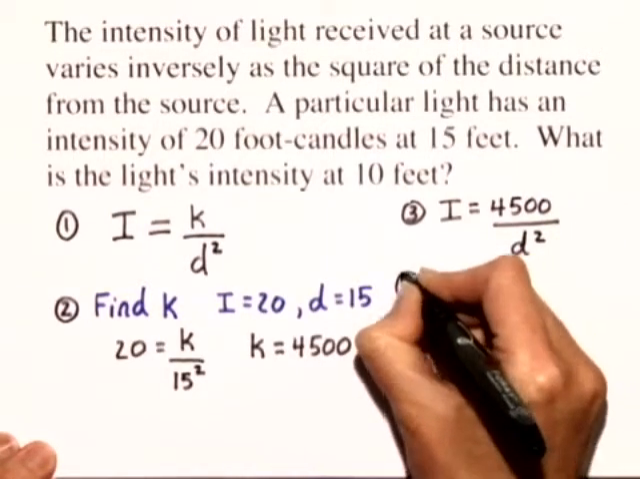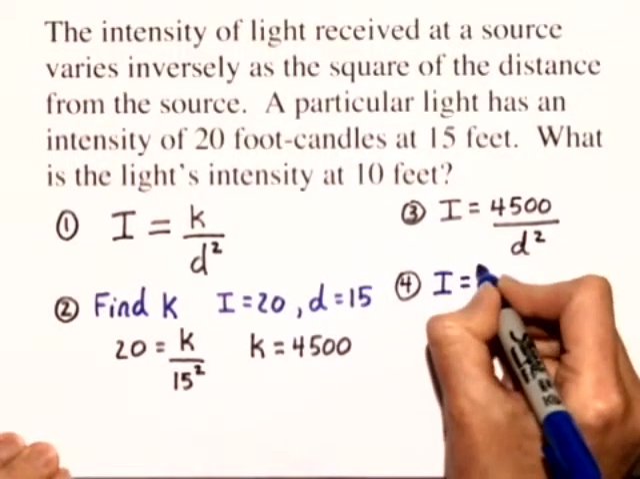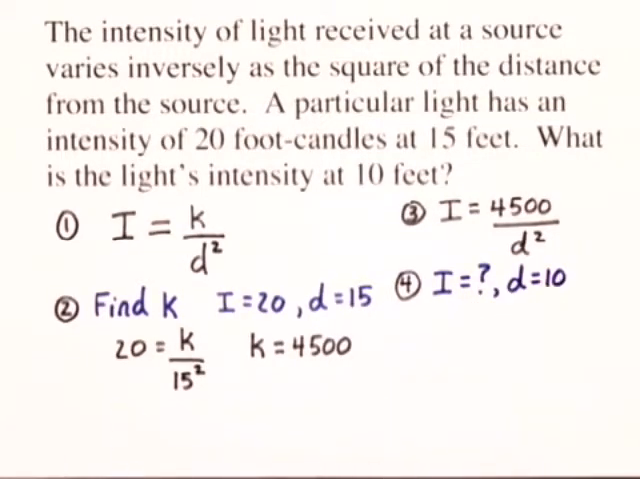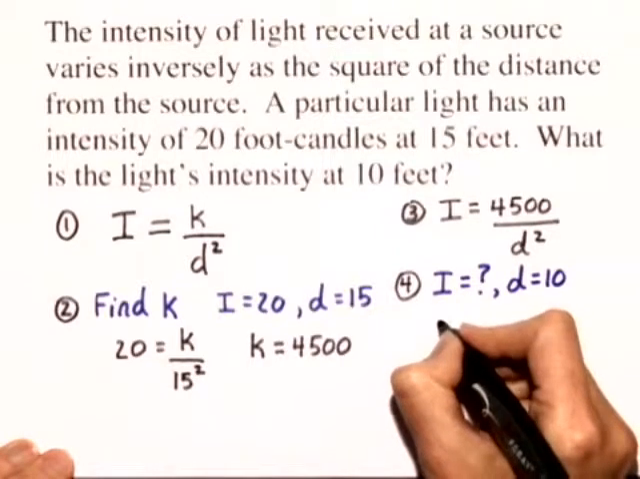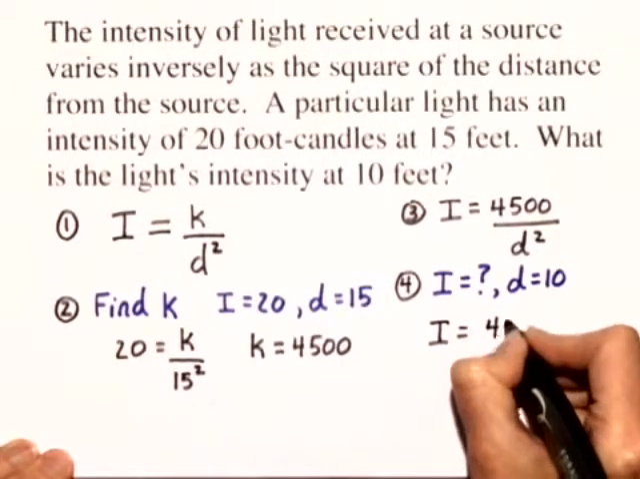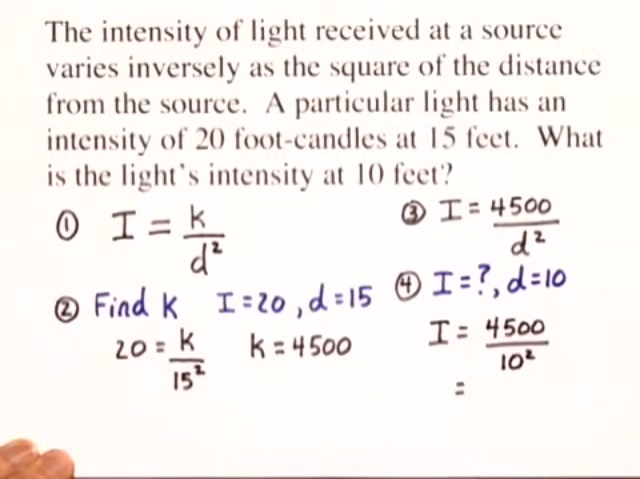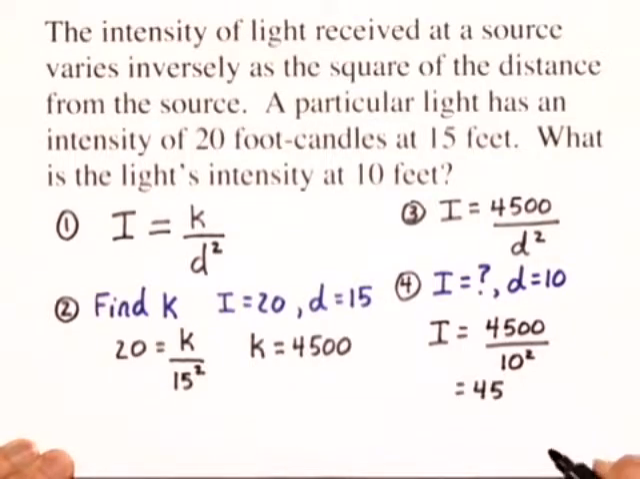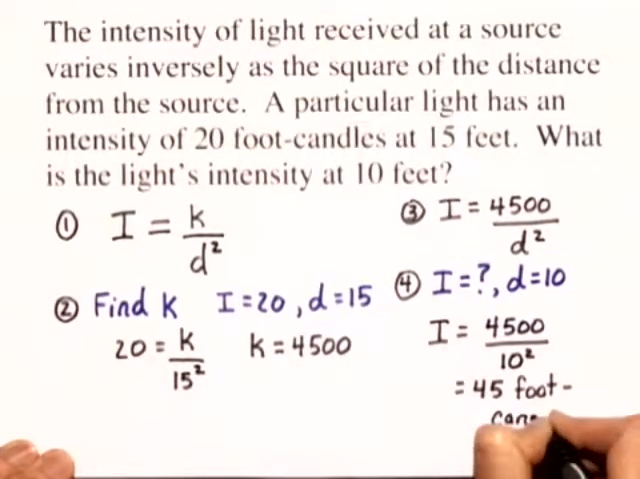And now in step 4, we're ready to answer our question. The question is, what is the light's intensity at 10 feet? So we want to know what the intensity equals when the distance d is equal to 10 feet. So we substitute 10 in for d into our equation in number 3. So we have I is equal to 4,500 divided by 10 squared. So that's just 4,500 divided by 100. So our answer would be that the light's intensity would be 45, and in this case it would be foot candles.